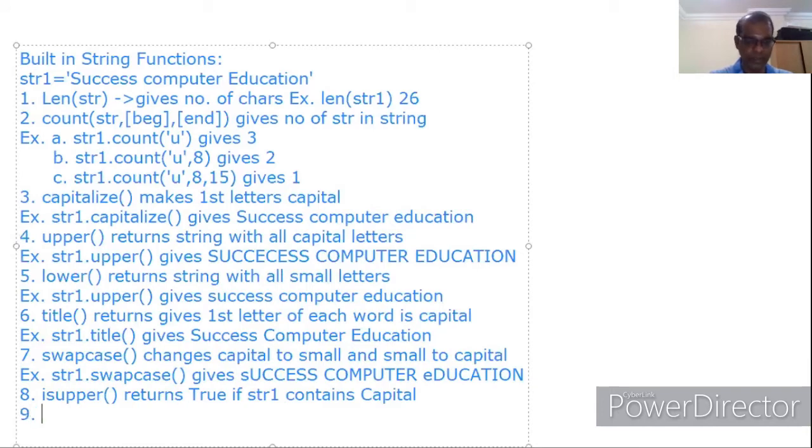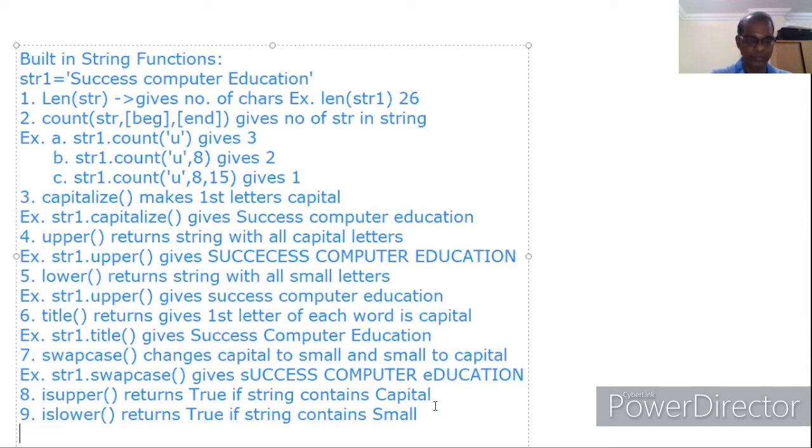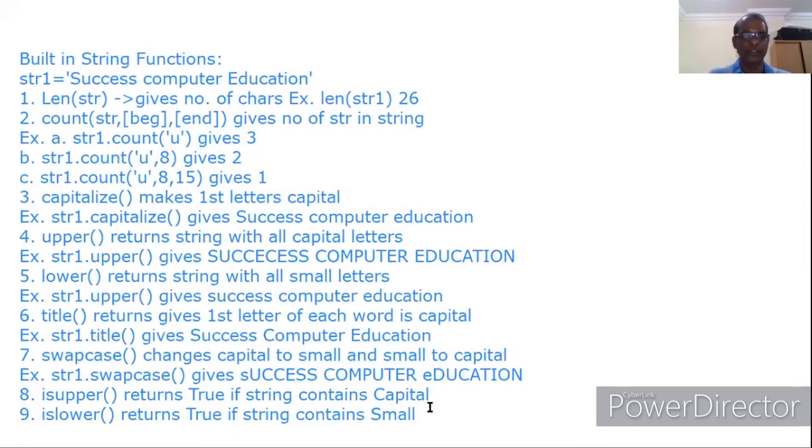Similarly, islower. Returns true if the string contains small letter. Now first we will see this one and then we'll go for the remaining functions. Now I will write one Python program to explain the usage of these functions.